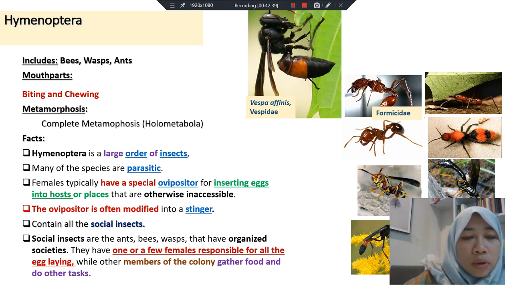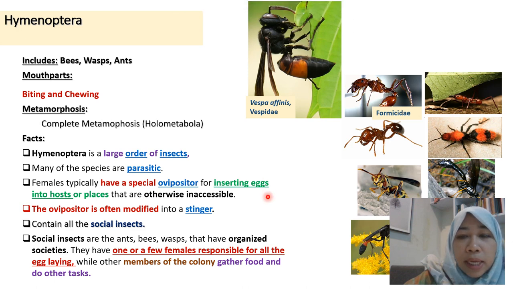So it contains all the social insects with many castes, or in Indonesia, kasta. There are several castes in social insects. There is a worker caste, and then there is a soldier caste, and others. We will study them in the next slide.